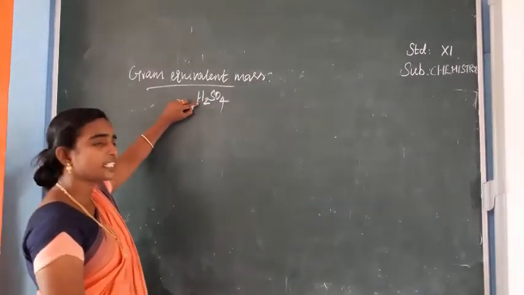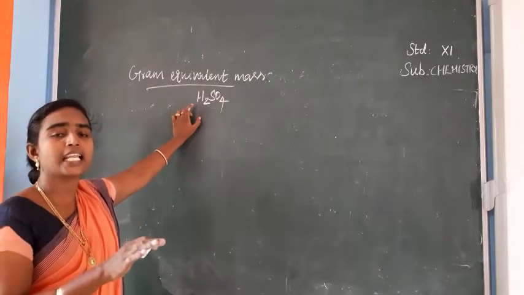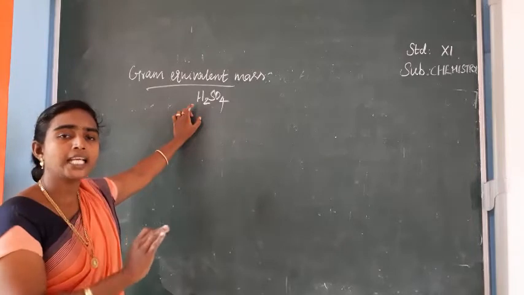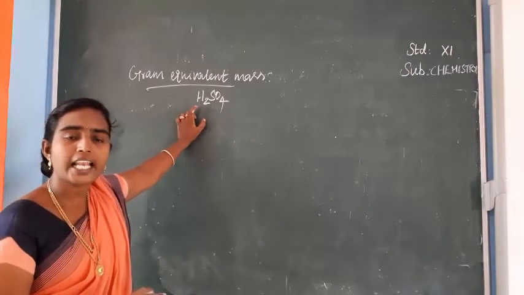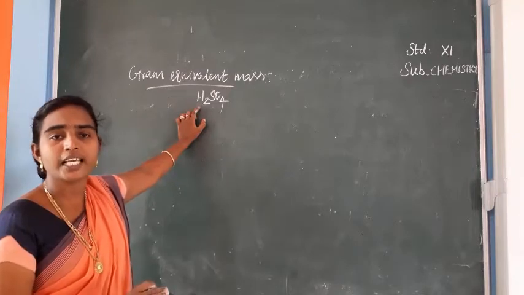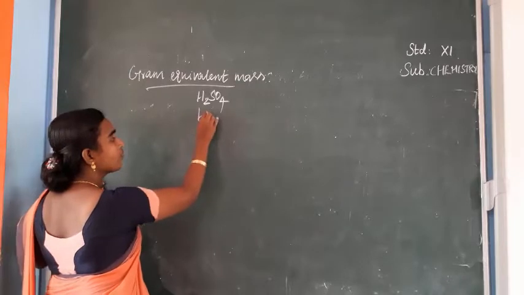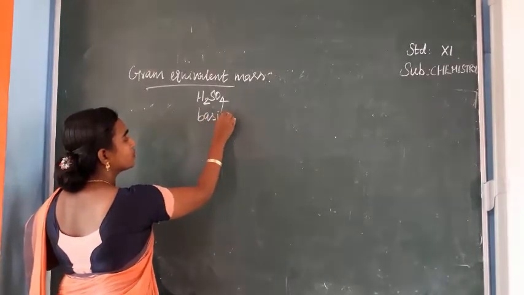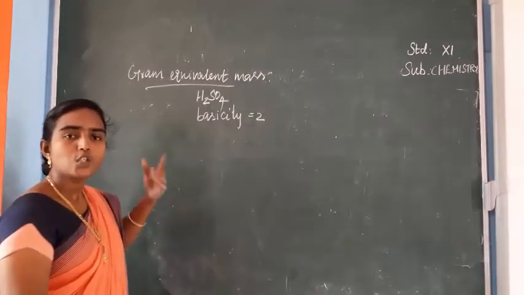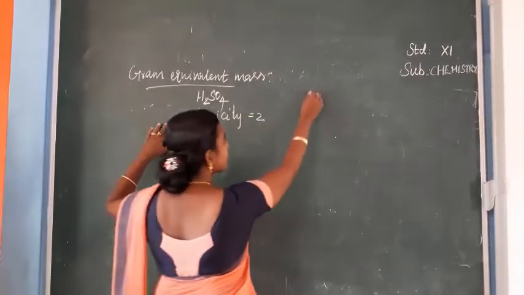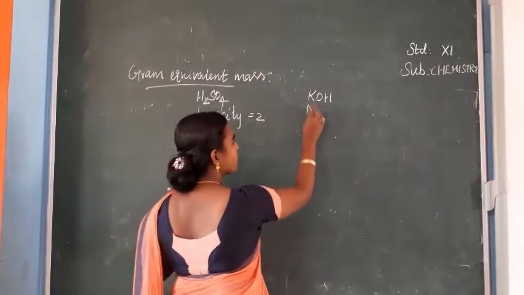Basicity is equal to the number of replaceable hydrogen atoms in a particular acid. How many replaceable hydrogen atoms are there in sulfuric acid? That is 2, isn't it? Then what is the basicity of sulfuric acid? That is 2.